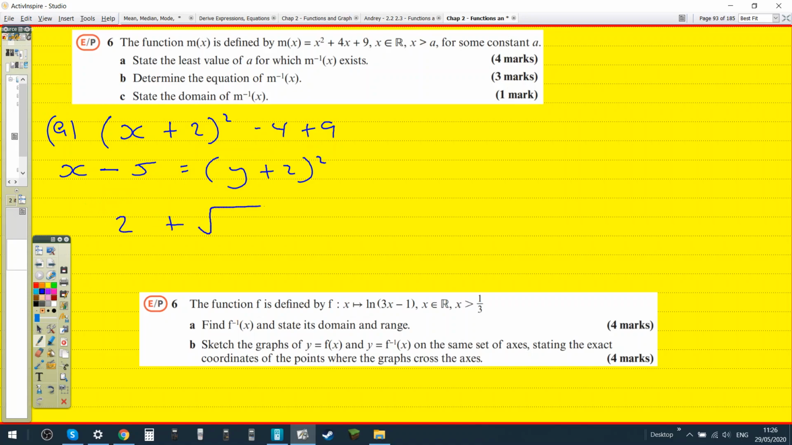Is it minus 2? Oh no. Is it minus 2? Yeah, minus 2. Okay. I didn't get it finished. That is m inverse of x. They wanted the least value of a for which this inverse function exists. Any idea about that?